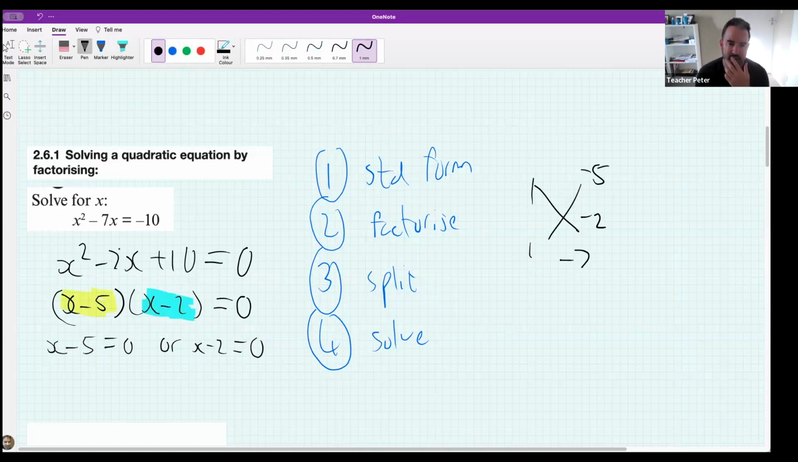Now, what will be my answers to this quadratic equation?